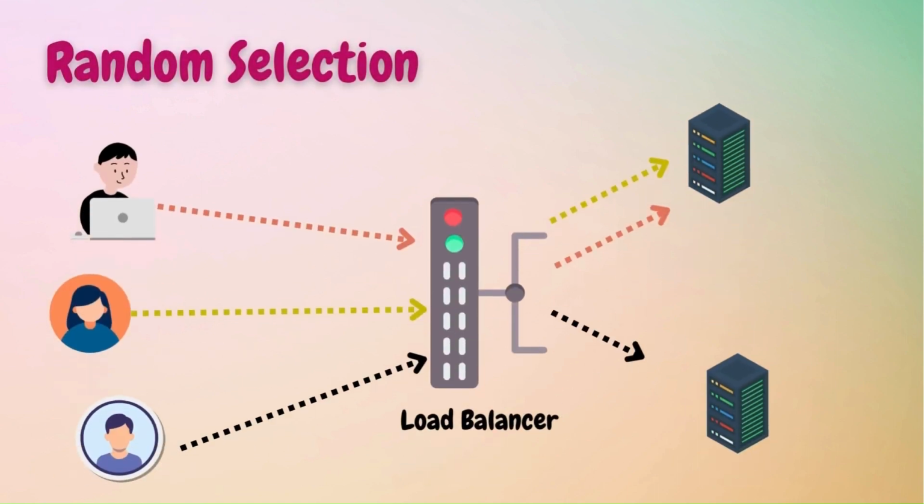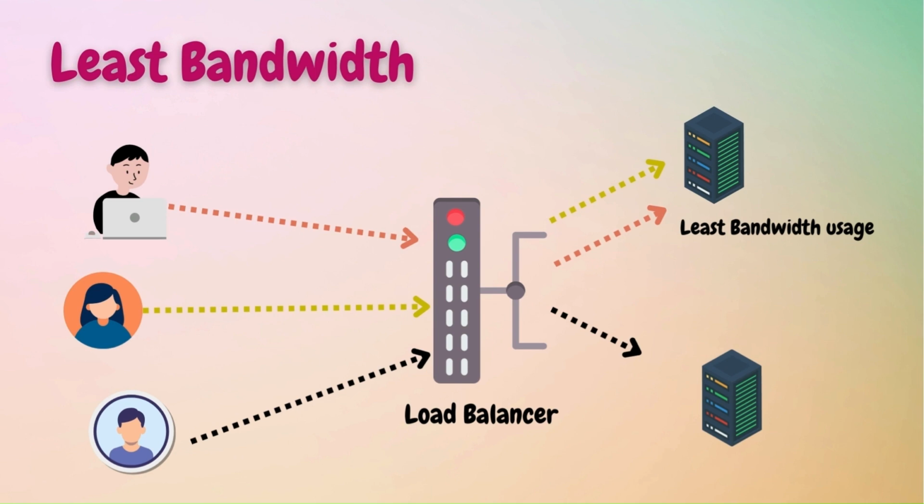The random selection algorithm randomly selects a server from the available pool to handle each incoming request. While simple to implement, it may result in uneven server loads and is generally not recommended for critical or high traffic environments. Least bandwidth directs a request to the server with the least amount of bandwidth usage or network traffic. It is beneficial for optimizing network resources and ensuring efficient utilization of available bandwidth capacity.